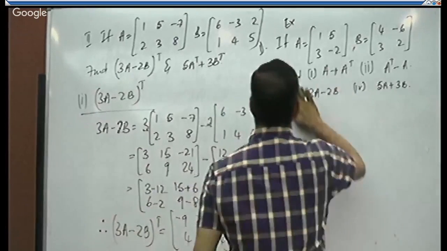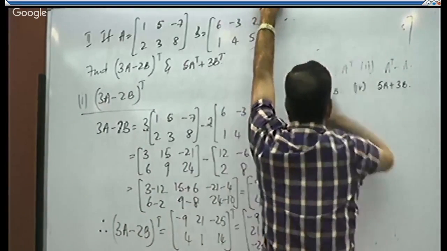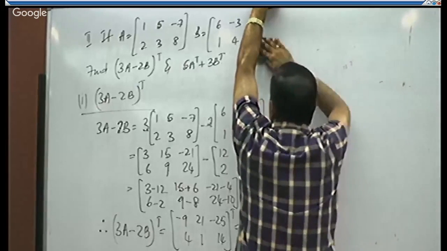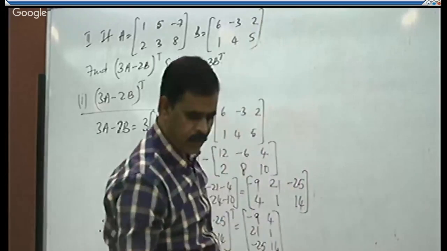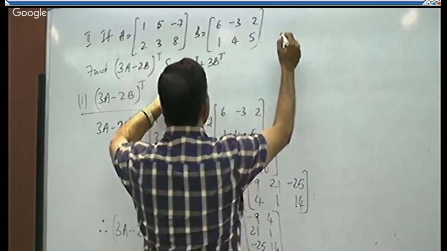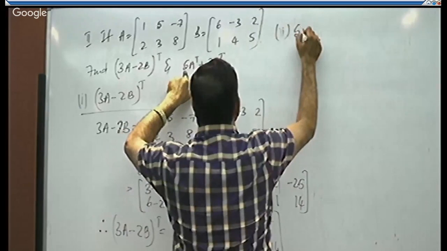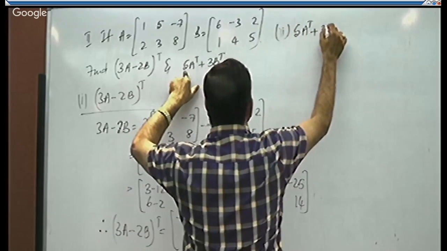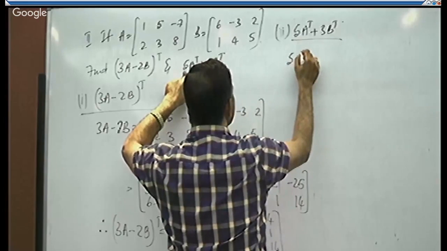Second one, we need to calculate 5A transpose plus 3B transpose. Okay, that we can calculate directly. Second one, 5A transpose plus 3B transpose. Okay, you write according to that expression.